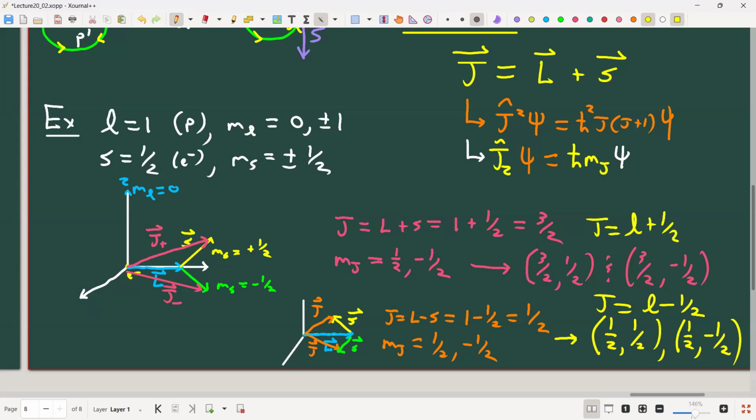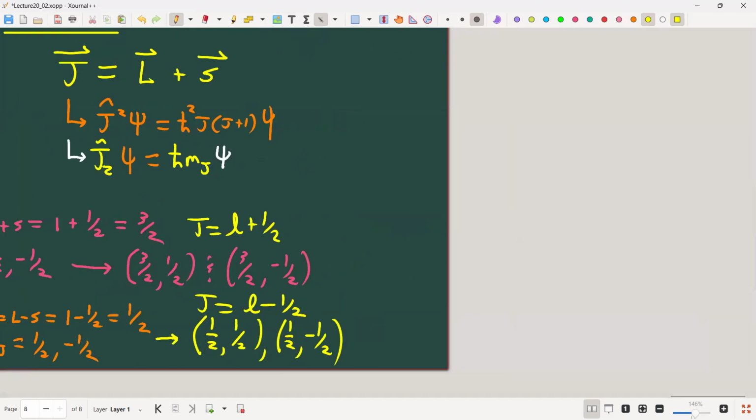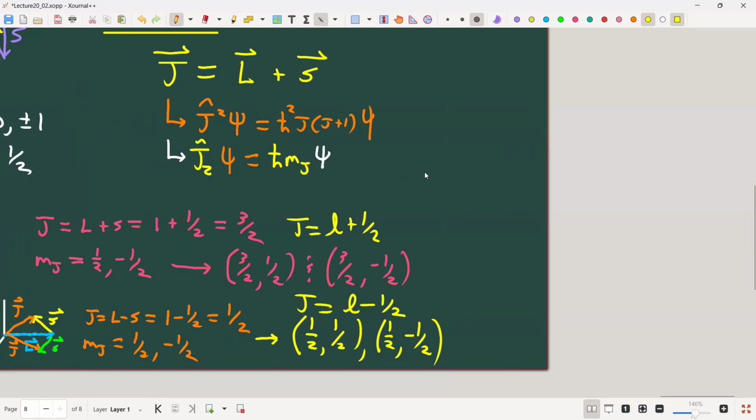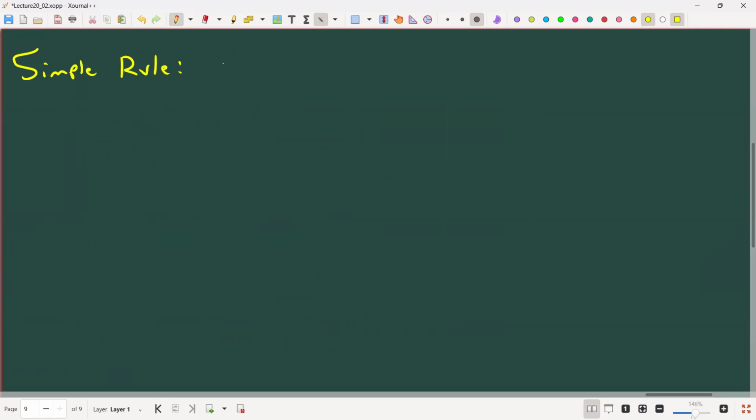So let's draw that. What does that look like in terms of energy levels? Well, in general, what we can say is that there's a simple rule when adding two angular momenta.